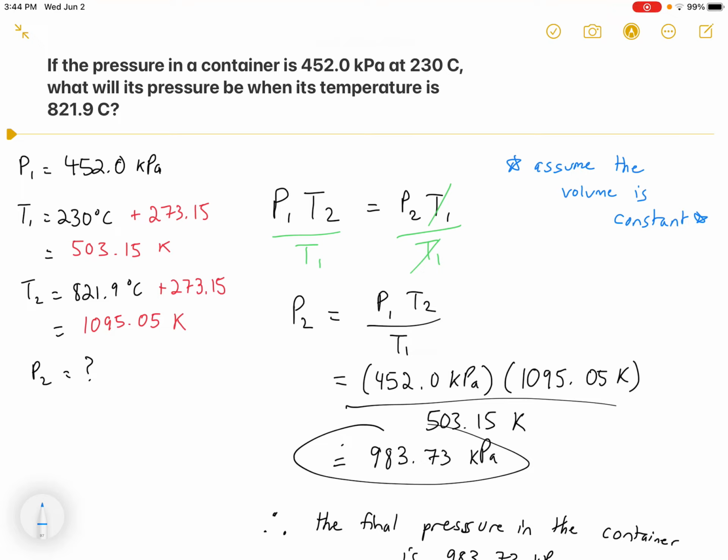Because if the volume was not constant, then you would need to apply a different gas law. Charles' law relates to volume, but we'll be seeing other gas laws in the future. So when dealing with just Gay-Lussac's law problems, then we assume volume is constant. And you'll know what assumptions you need to make to solve them based on the information given in the question.